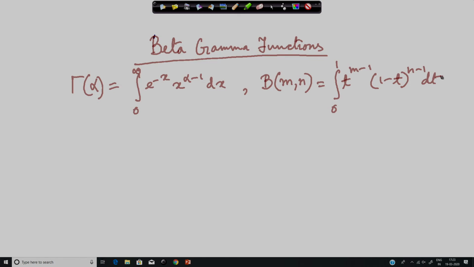So, you can see that in both the gamma function, this one, and the beta function, the second one, there is some improperness. For the gamma function it will be based on the value of alpha, and for the beta function it will be based on the values of m and n. So, first of all let me discuss the gamma function.